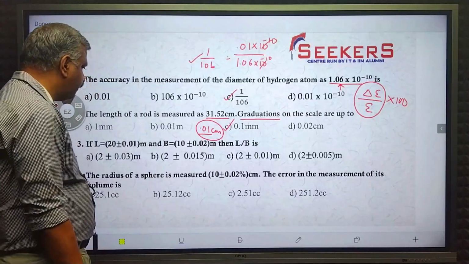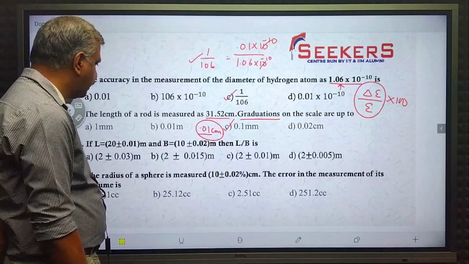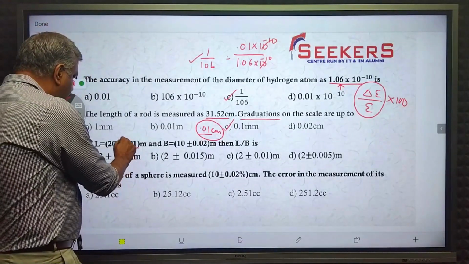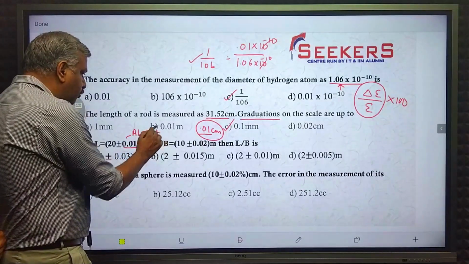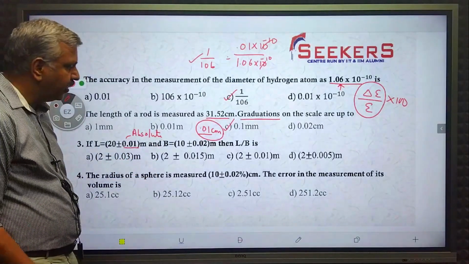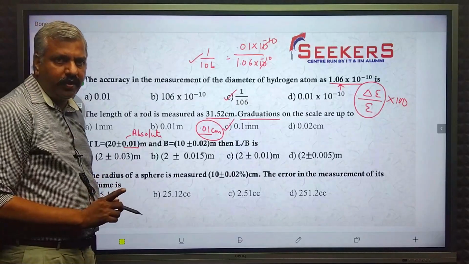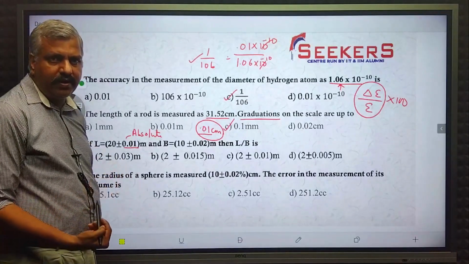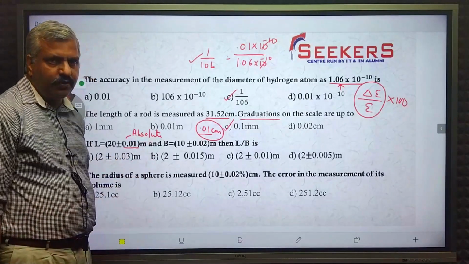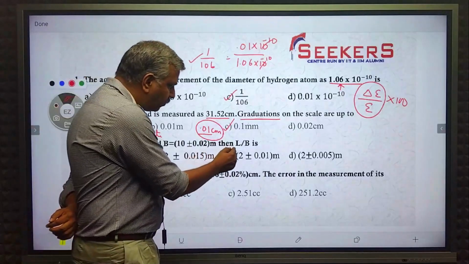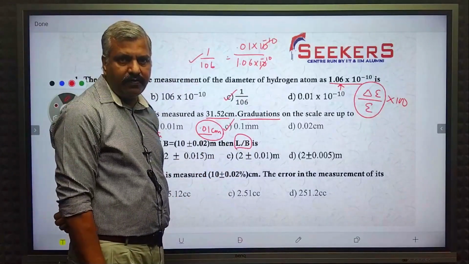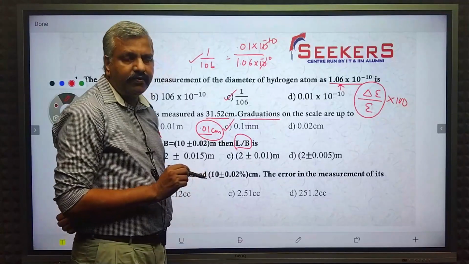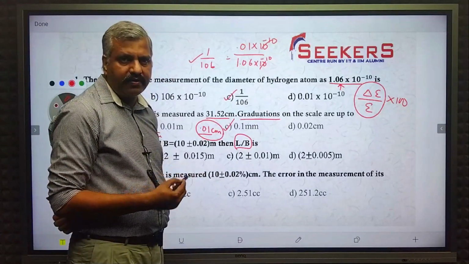Next one, length is given, the breadth is given, they are asking you L by B. Now these are the absolute errors. Absolute errors are the actual errors made in any measurement. Errors can be expressed in two ways. You have absolute errors and then you have relative errors. So here this is the absolute error, and whenever you do an operation with multiplication or division of physical quantities, we only work with the relative errors and the relative errors are added.